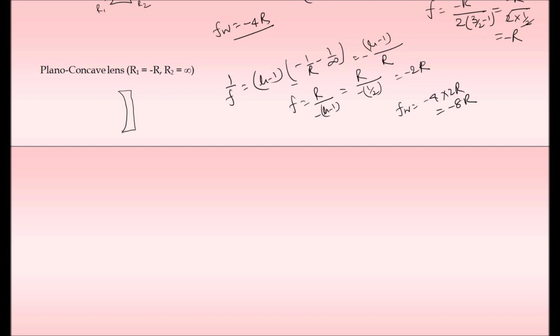So the same lens, if it is placed in water, then the value comes out to be minus 4 into 2r, that is minus 8r. The focal length of a plano-concave lens becomes 4 times if you place this lens in water.